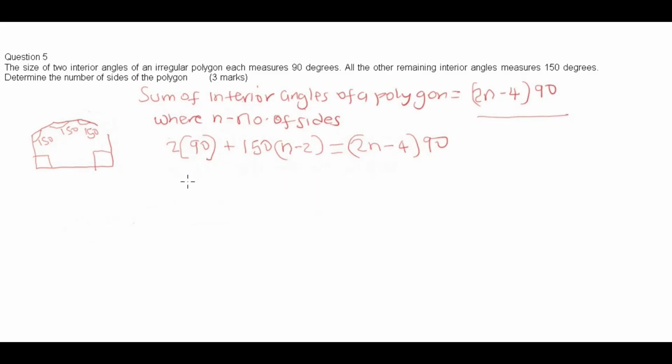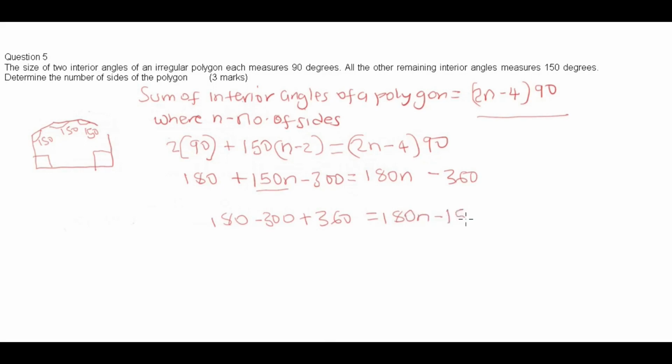So you open the brackets, this is 180 plus 150n minus 300 is equals to 180n minus 360. So taking 150n to the other side, then 360 to this side, so it will be 180 minus 300 plus 360 is equals to 180n minus 150n.